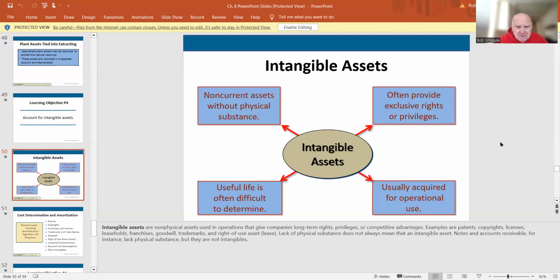Intangible assets are non-current, that's important. They're non-current without physical substance. The useful life can be difficult to determine, and they're usually acquired for operational purposes, often providing exclusive rights and privileges.